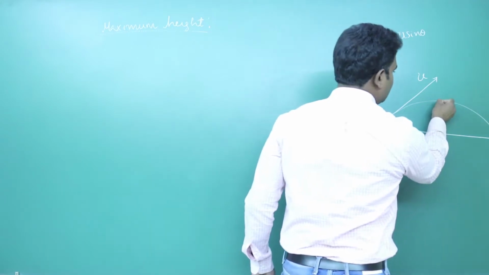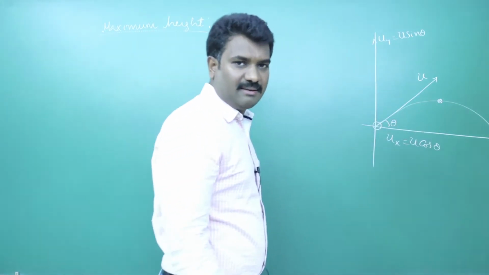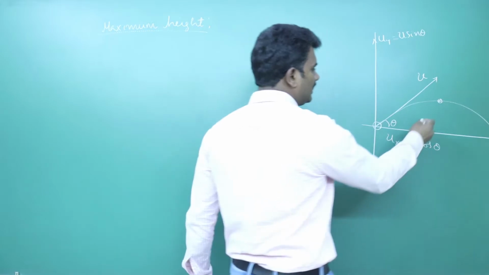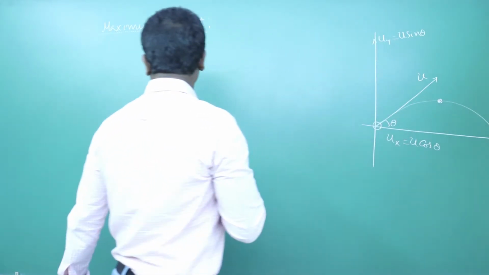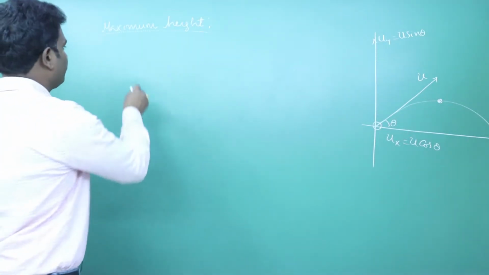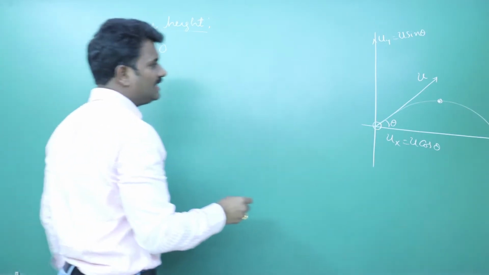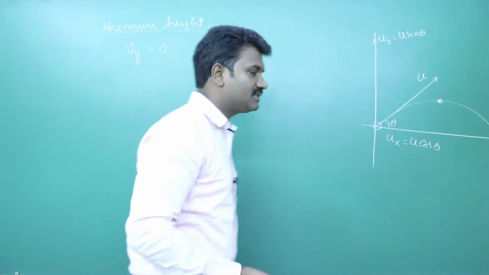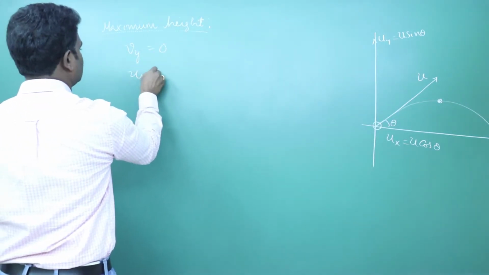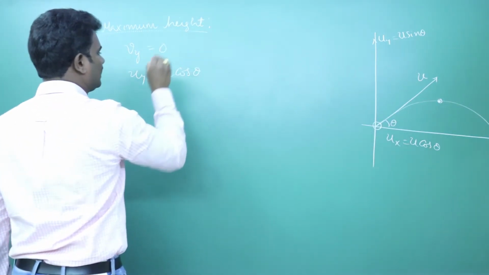Say for example the object is at this point at the maximum height. So at the maximum height, what about the final velocity along y-axis? Vy is equal to 0. What about the initial velocity along y-axis? Uy is equal to u sin theta.